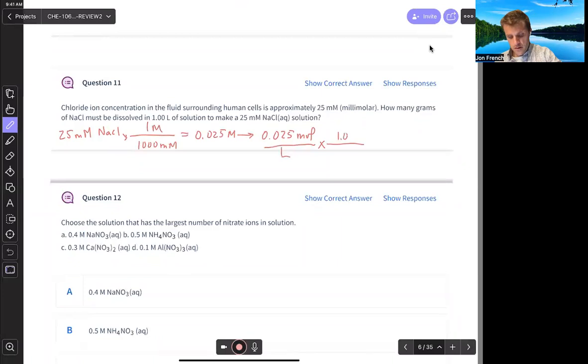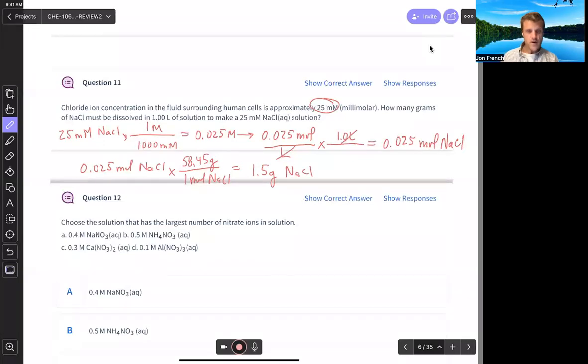I have a 1 liter solution, so liters cancel out. I need 0.025 moles of NaCl, right? I know 1 mole of NaCl, go to the periodic table, right? Sodium is 23, chlorine is 35.45. So 1 mole of sodium chloride is 58.45 grams. So 0.025, I would go to 2 significant figures, right? So approximately 1.5 grams of sodium chloride need to be added to make that solution.